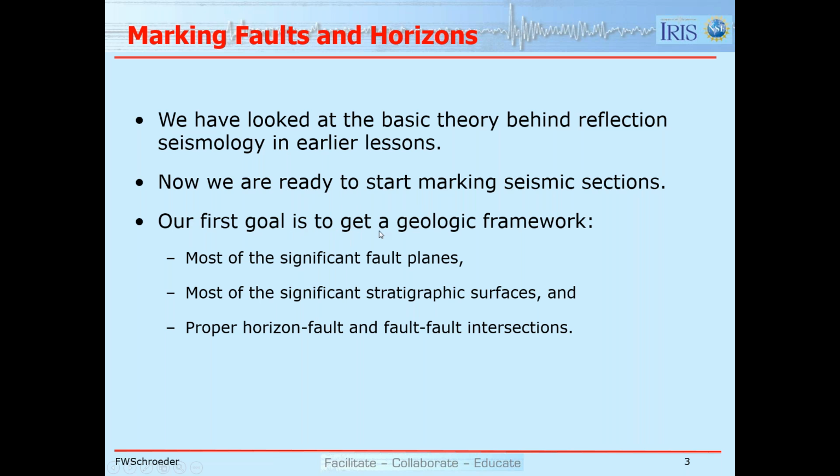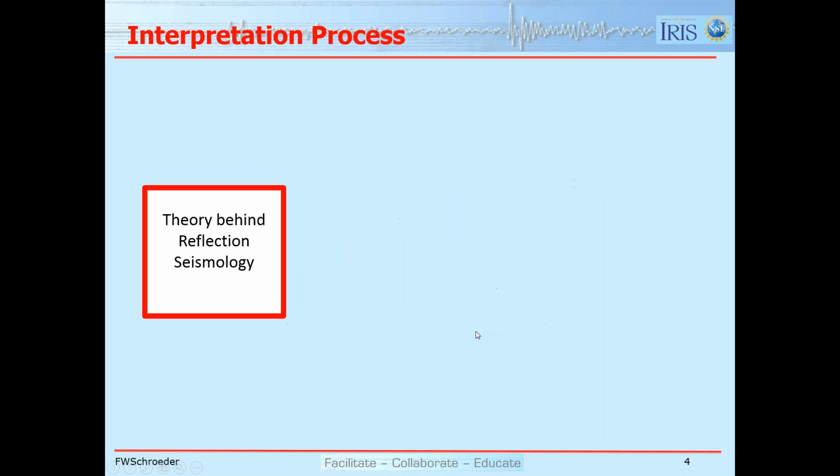Our first overall goal in doing interpretation is to develop a geological framework. And by that I mean we want to identify and map and correlate the significant fault planes. We also want to look for the most significant stratigraphic surfaces, unconformities, depositional sequence boundaries, and we want to have proper geometries so that when a horizon is intersected by a fault or one fault is intersected by another fault, those intersections are properly displayed. We don't have overlaps or gaps.